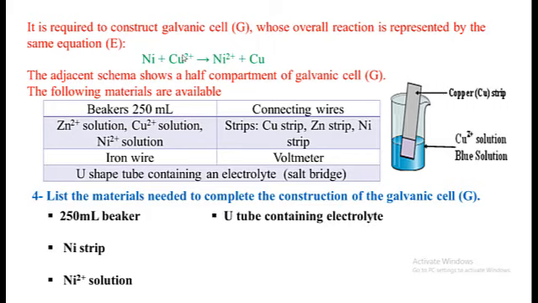Number 7, choose among the following schematic representations the one that corresponds to the cell. A, Cu2+, Cu, salt bridge Ni and Ni2+. B, Ni and Ni2+, salt bridge Cu2+, Cu. C, Cu, Cu2+, salt bridge Ni2+, Ni. In order to remember in general how we can make schematic representations of a galvanic cell, we should start with the reactant, then the product of the anode, dash salt bridge, dash reactant product at the cathode.